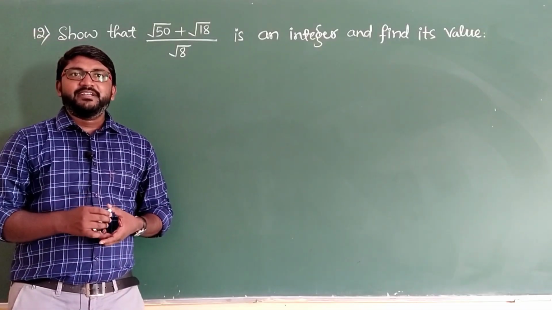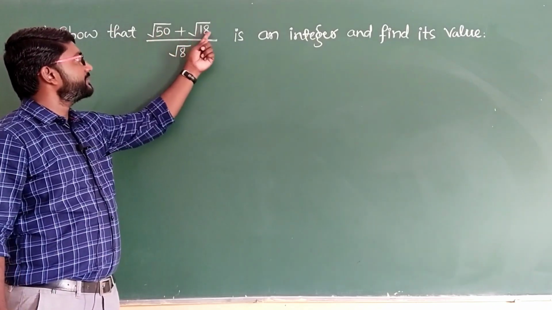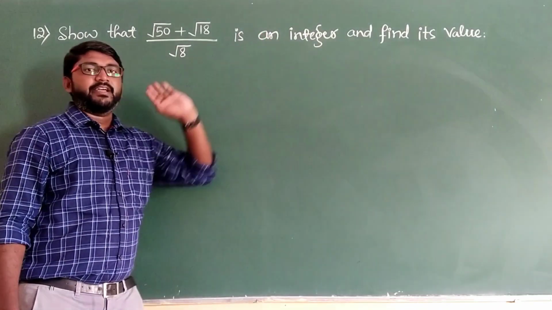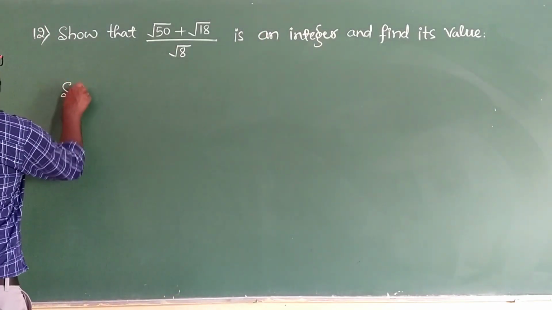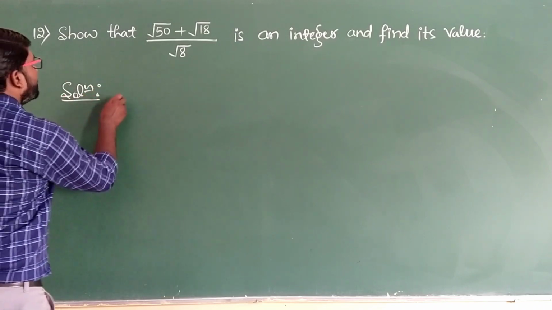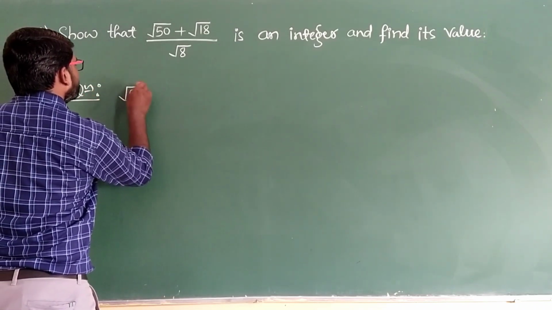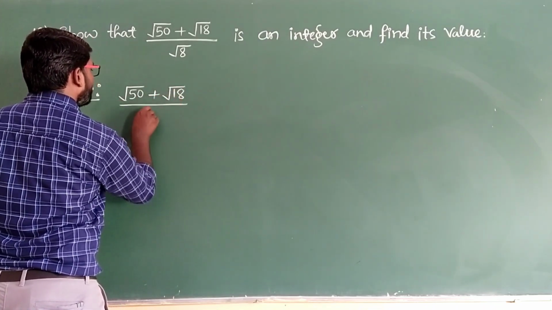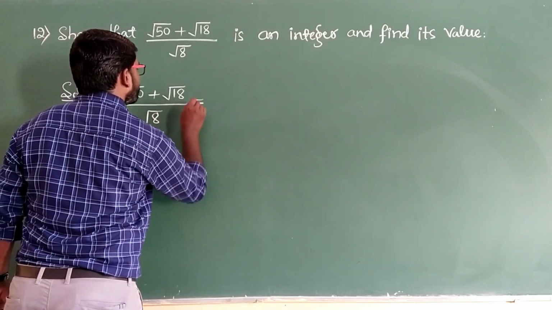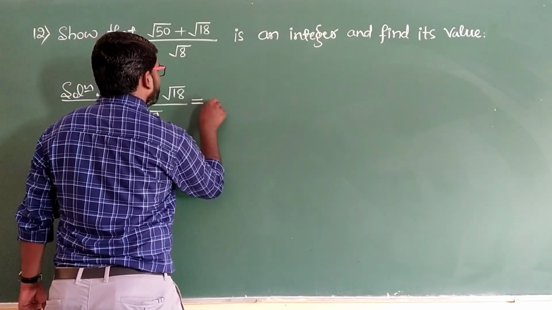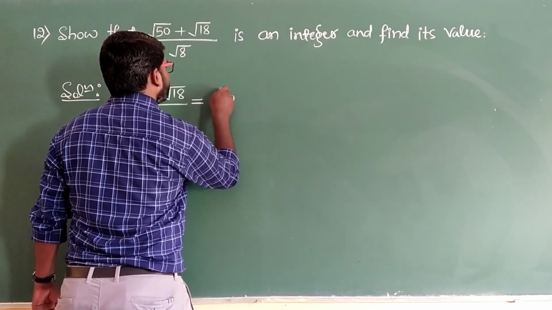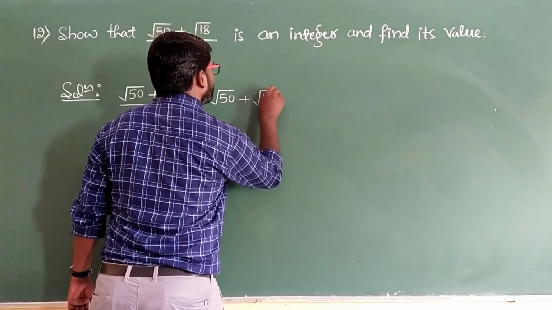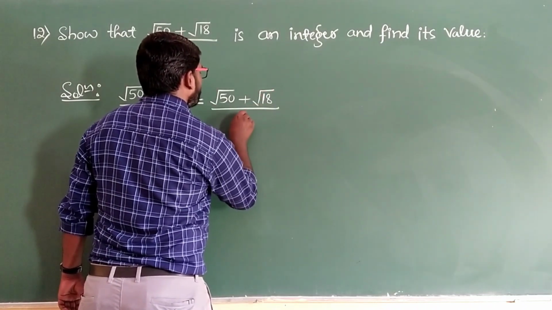Well, the 12th question it is, show that (root 50 plus root 18) divided by root 8 is an integer and find its value. So let me write the given question. Root 50 plus root 18 divided by root 8, which is equal to, so now I write the numerator as it is, root 50 plus root 18 divided by root 8.